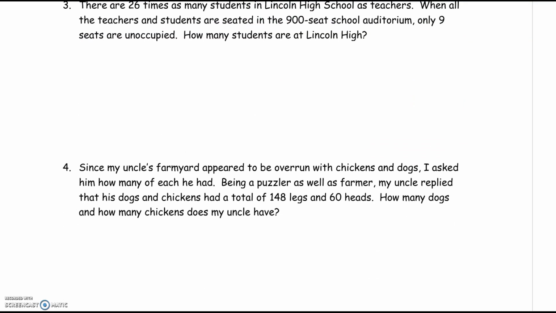There are 26 times as many students in Lincoln High School as teachers. When all the teachers and students are seated in a 900-seat school auditorium, only 9 seats are unoccupied. How many students are at Lincoln High School? All right, so we have T for the number of teachers and S for the number of students.